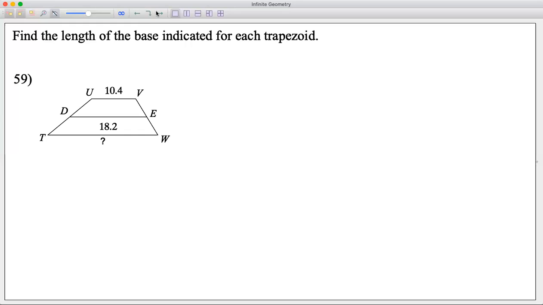Yeah. So what do you want me to write? 18.2 equals 10.4. And for me, I'm thinking ahead. I'm going to immediately say 2 times 18.2 because I know that I want to get rid of that half immediately. Equals 10.4.